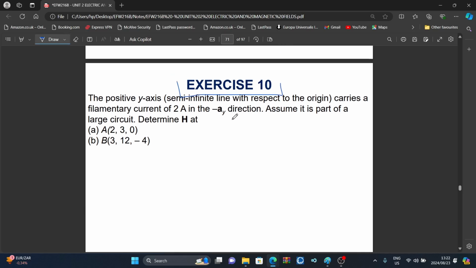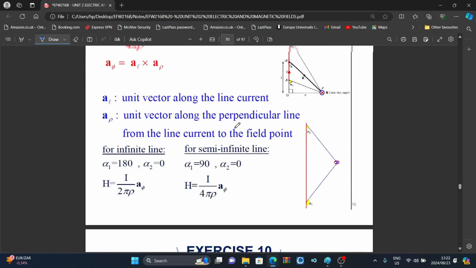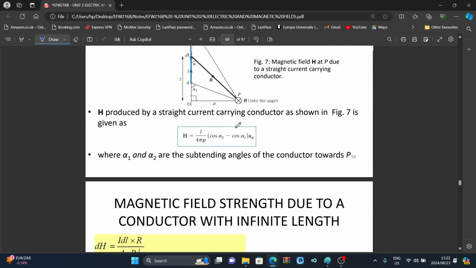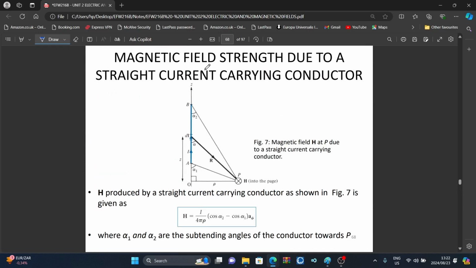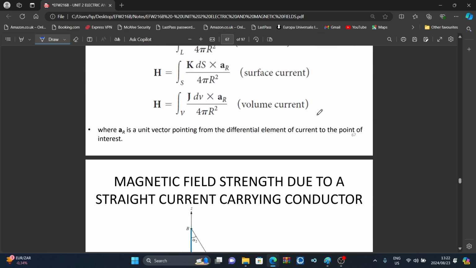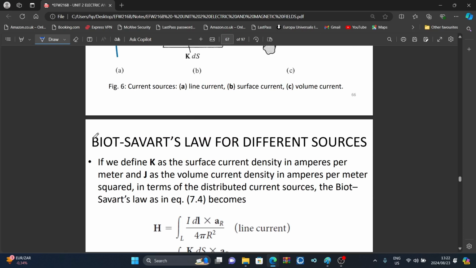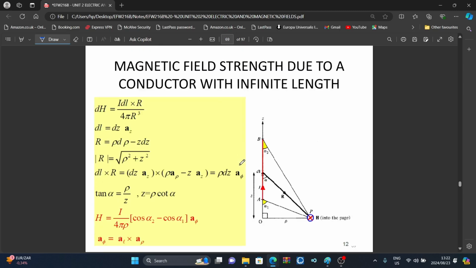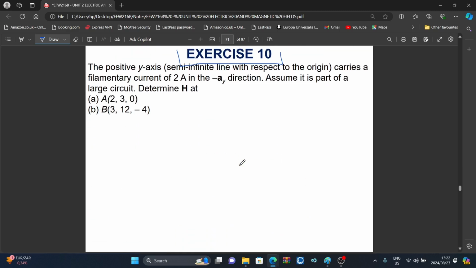This example I think should help you understand magnetic field strength due to a straight current-carrying conductor. And this is where we'll use what you call Biot-Savart's law. So let's start with exercise 10.